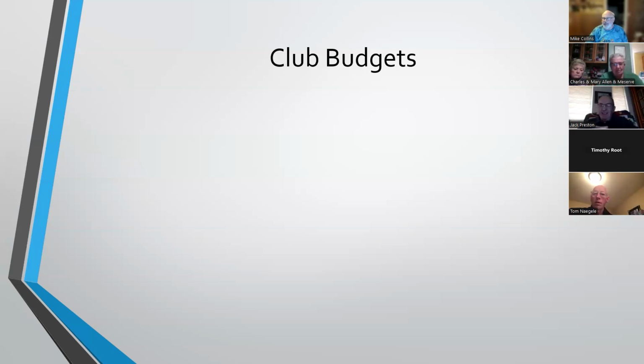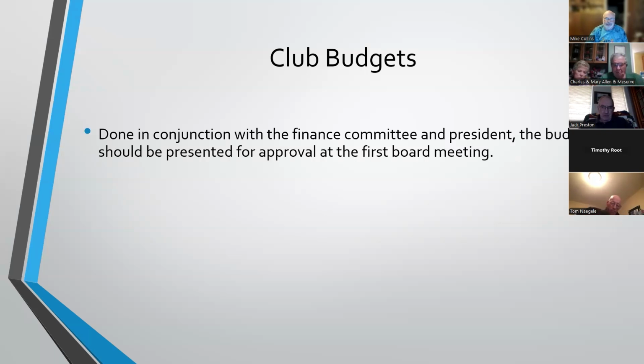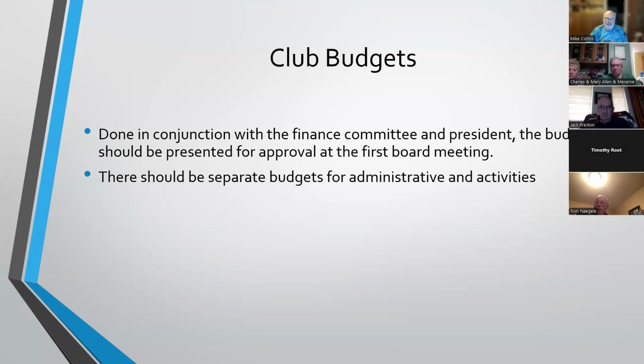I know pretty much everybody on here, your clubs are big enough that you all probably have budgets. We don't carry a budget, so that's where the strategic plan comes in really nice. It's nice to have a budget to know what you're planning on spending and where you're going with it. It would be a separate budget for admin and activity accounts.